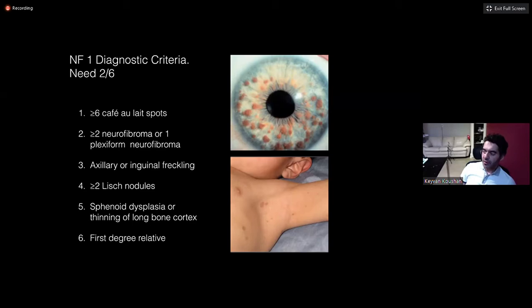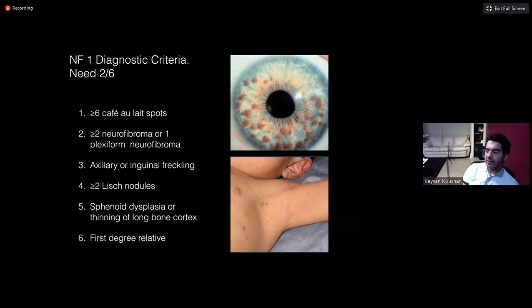When it comes to the eye, again, we are looking for Lisch nodules. We are looking for some choroidal lesions in the eye, sphenoid hyperplasia right behind the eye, and then you have a sort of glioma of the optic nerve, just as the other person had.